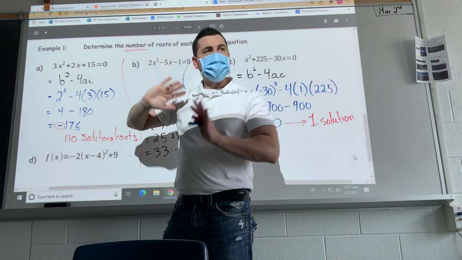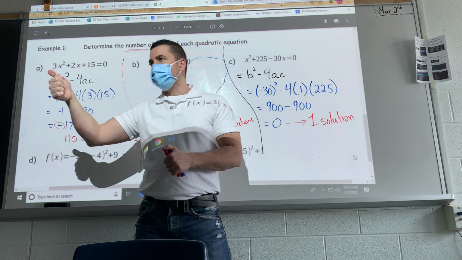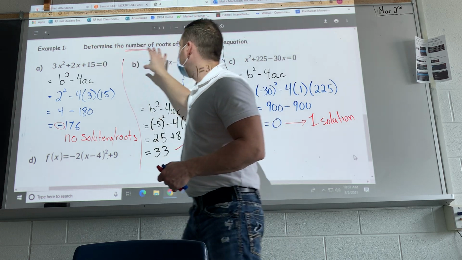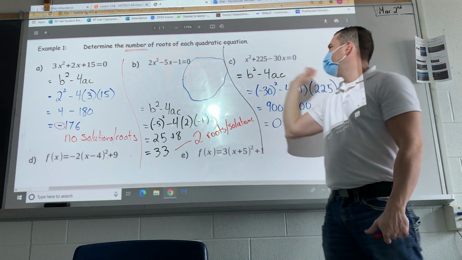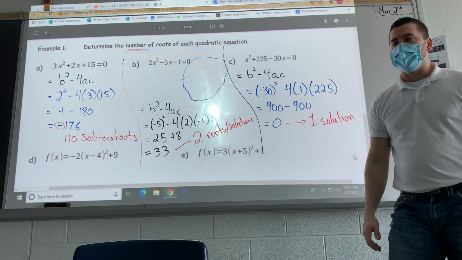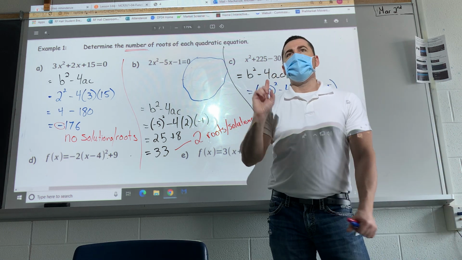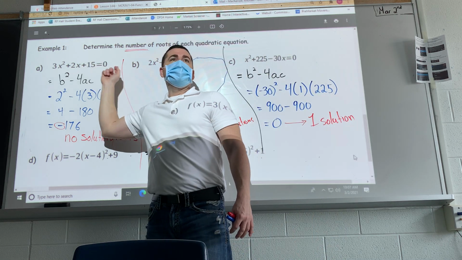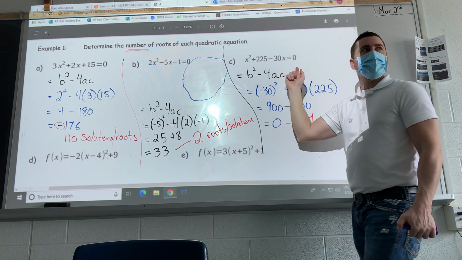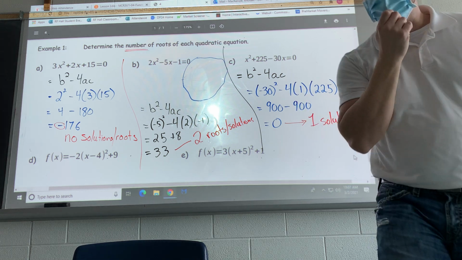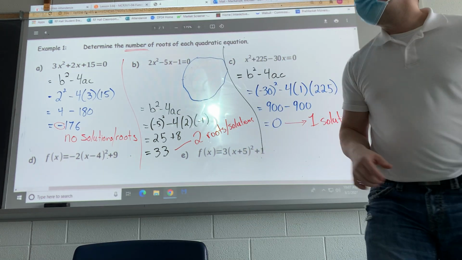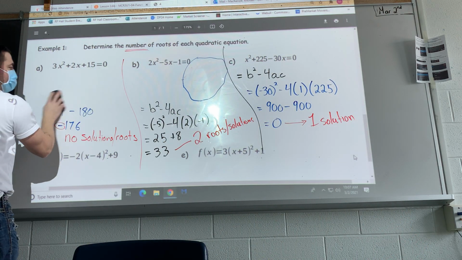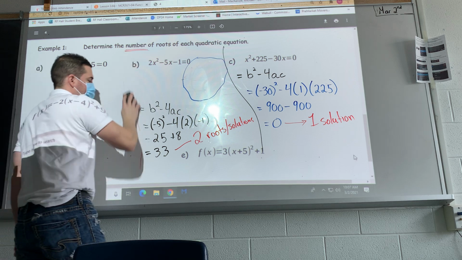There are no brackets, because factored form has brackets and vertex form has brackets. So this is standard form: all the terms on one side equal to 0. You can only use the quadratic formula if it's in this form. You can't use it if it's in a different form. And you can only use a discriminant if it's in standard form.